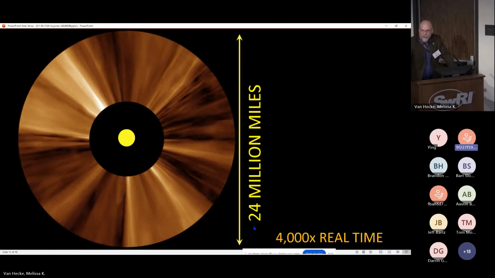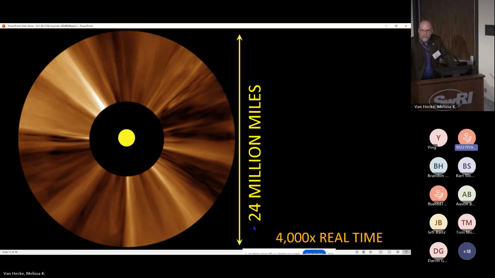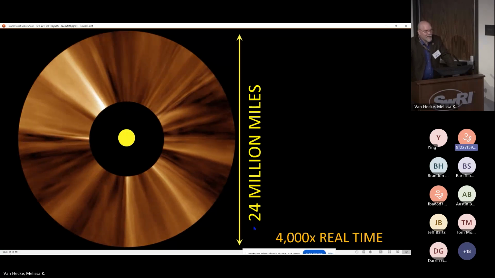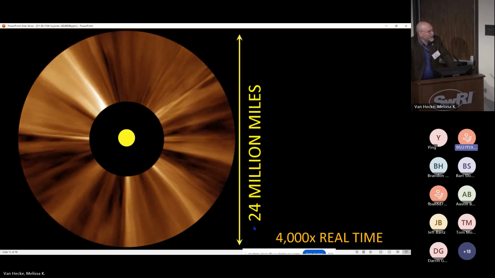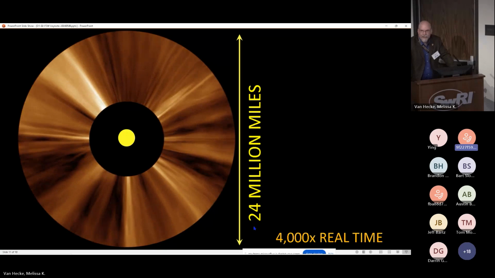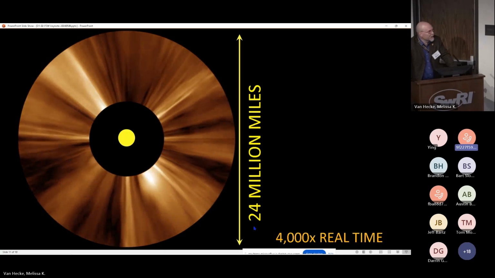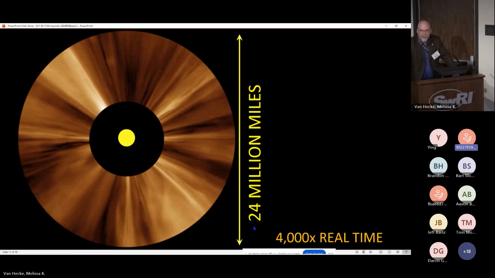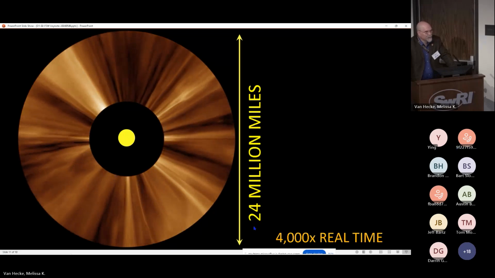If we zoom out a little more, now we're at 24 million miles. There's the sun rendered in the middle. We're looking at white light from a coronagraph. That is an artificial eclipse, an instrument that makes an artificial eclipse in space. PUNCH is one of those. I'm going to get to PUNCH sooner or later.